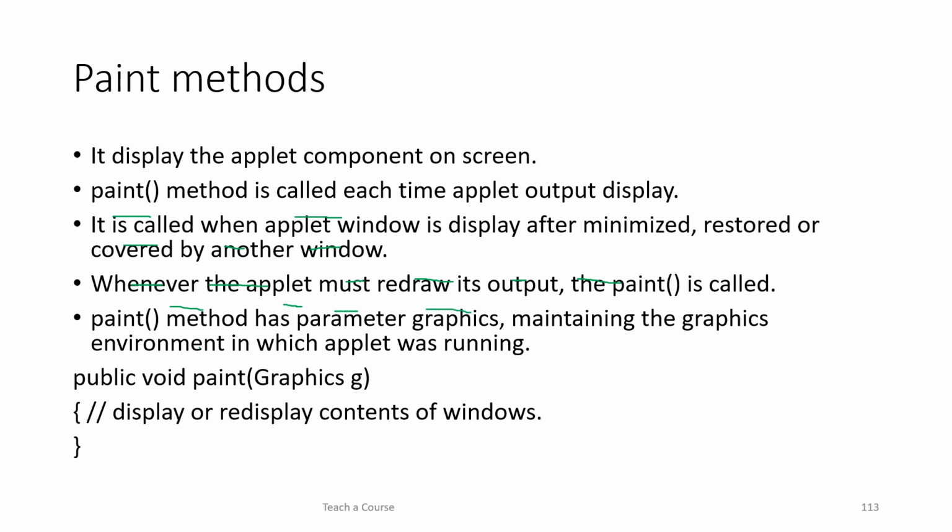The paint method has the parameter Graphics. It has only one parameter, that is Graphics, maintaining the graphics component in which the applet is running. For example, the pixels of the screen, it maintains. The skeleton is public void paint, the Graphics component parameter, and the code to display or redisplay the content of the screen.